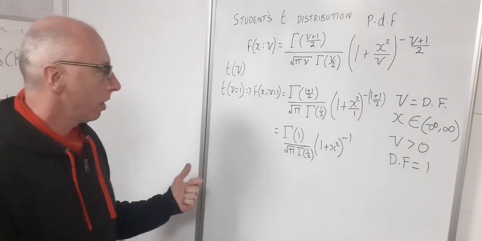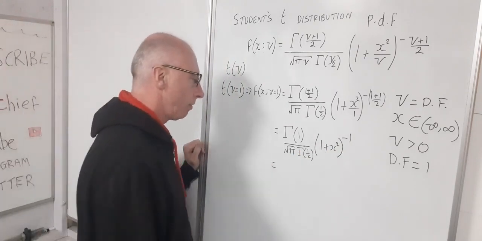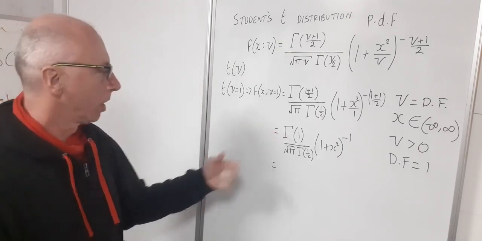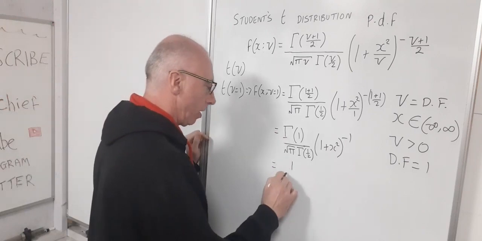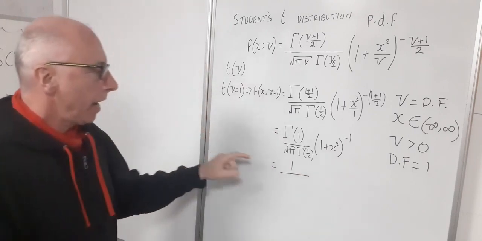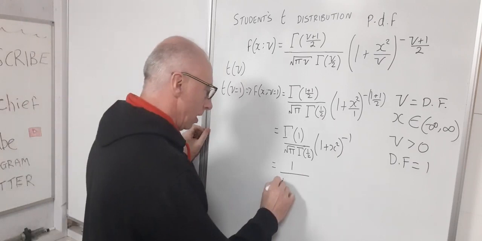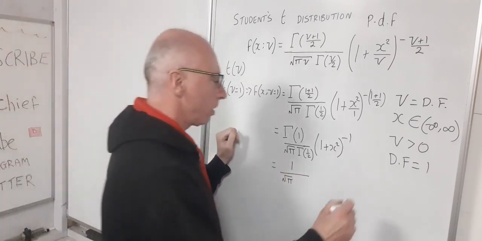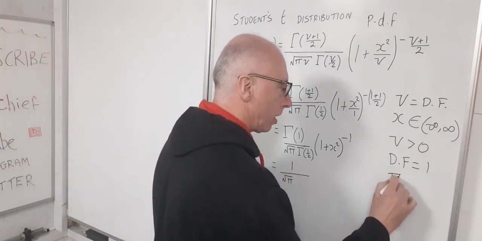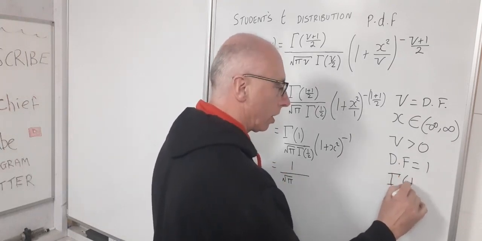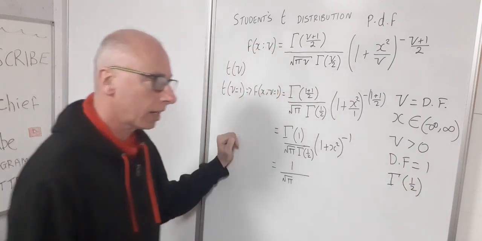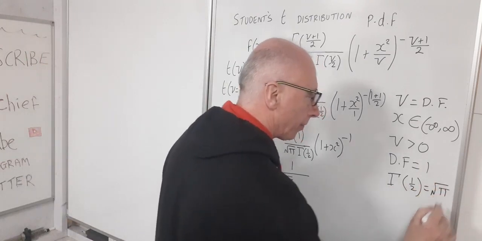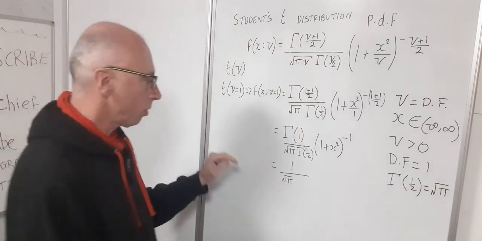Okay, let's simplify this even more. So what's gamma of 1? Gamma of 1, our value for that is just 1. So gamma of 1 is 1, so we'll see that in our function there. And square root of pi, that will stay. And gamma of 1/2, let's write this up over here. Now I've done this in a previous video, so you can have a look how that is calculated if you like. But gamma of 1/2 is basically square root of pi. So we've got square root of pi times square root of pi.